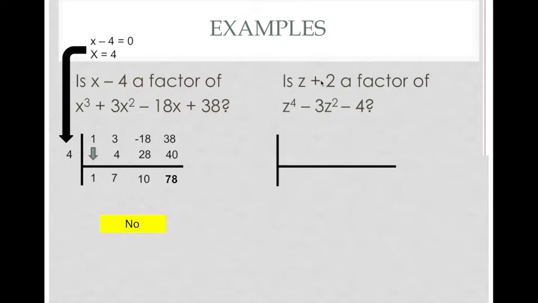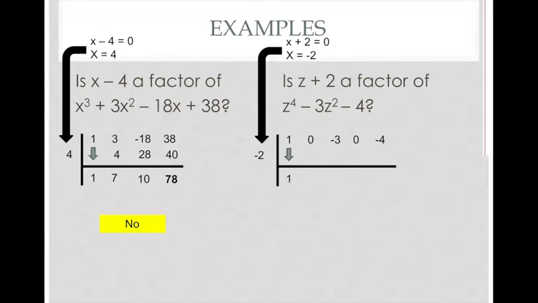Let's see if x plus 2 is a factor of x to the fourth minus 3x squared minus 4. I am missing an x to the third and an x, so I need to represent those with zeros. So I'll have 1, 0, -3, 0, and -4 inside my synthetic division box. I need to set my factor equal to 0, so x plus 2 equals 0. So x equals -2, and -2 will go on the outside of my synthetic division box.